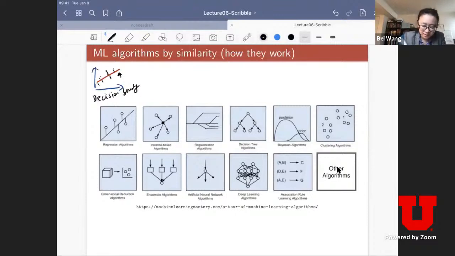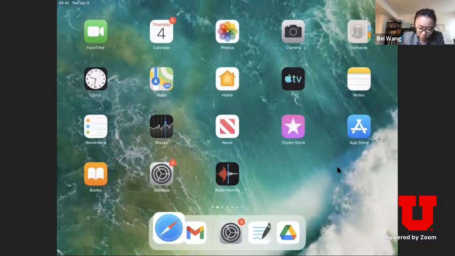There are examples of instance-based algorithms, and let me go to this link here, and it will give you more detail.